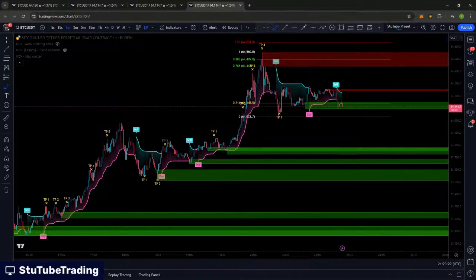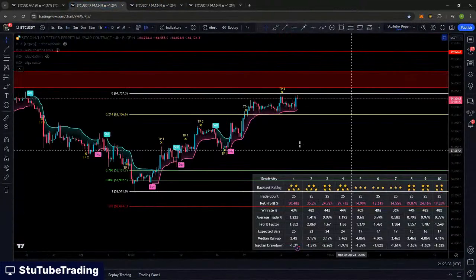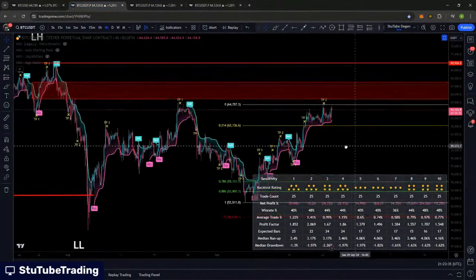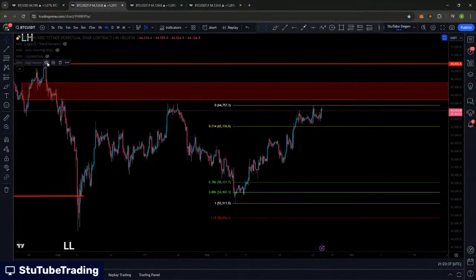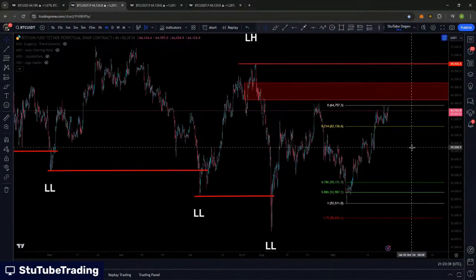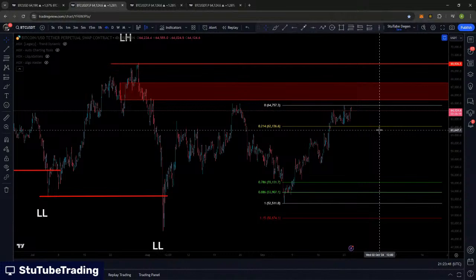How can I call this a potential double top when I'm not calling that previous top level a lower high? Here, let me just get this out here. How can I call this a potential double top when I'm not calling that previous top level a lower high?